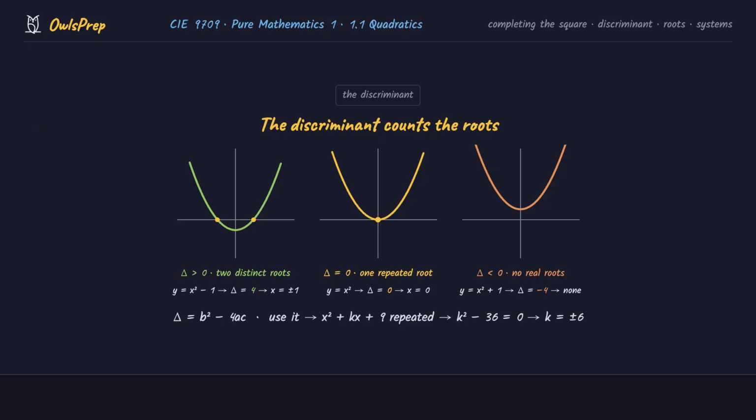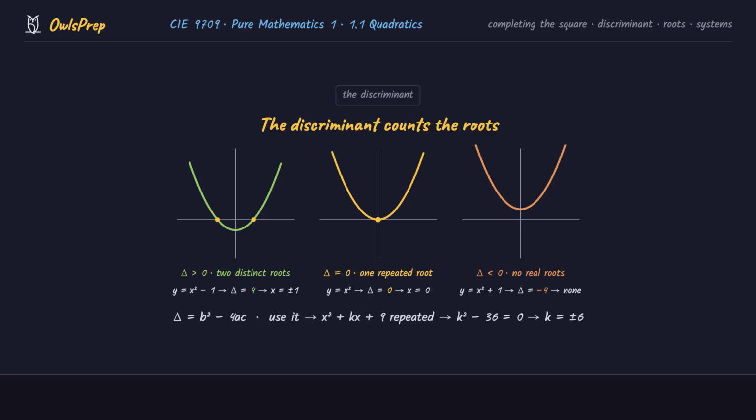If it's positive, the square root gives 2 different values, so 2 distinct real roots, and the parabola crosses the axis twice. If it's 0, the plus or minus adds nothing, so the 2 roots collapse into a single repeated root, and the parabola just touches the axis. And if it's negative, there's no real square root, so no real roots, and the parabola misses the axis completely. So the sign of one number tells you the whole picture before any solving.